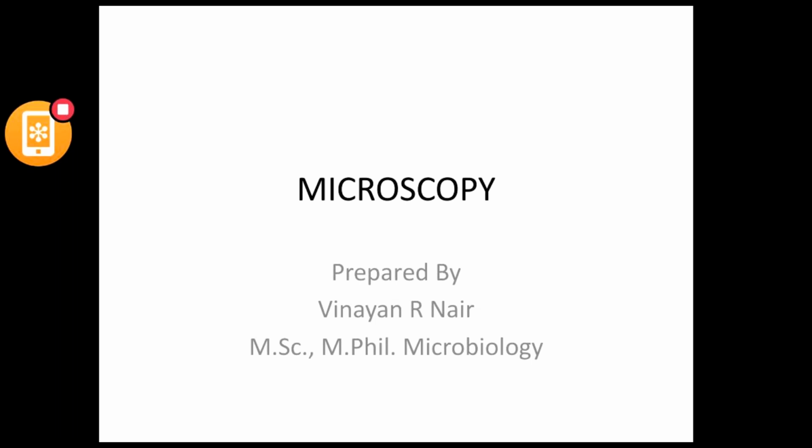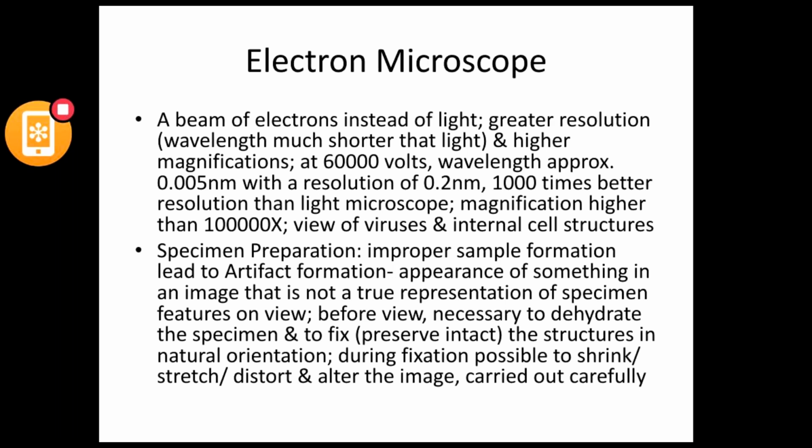Clear? Now, the voltage we are using with electron microscope is around 60,000 volt. At 60,000 volt, a wavelength of approximately 0.005 nanometer is obtained using an electron microscope, with a resolution of about 0.2 nanometer.